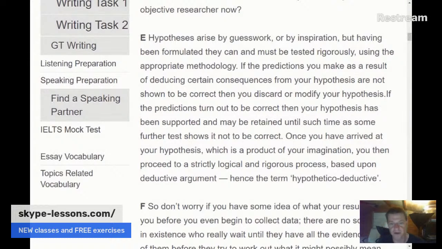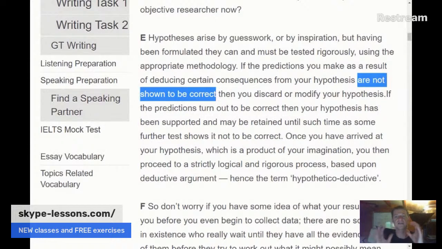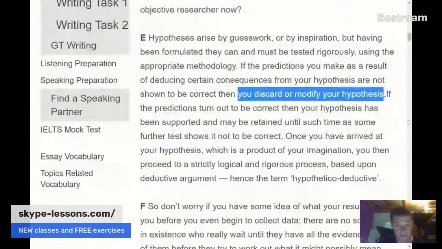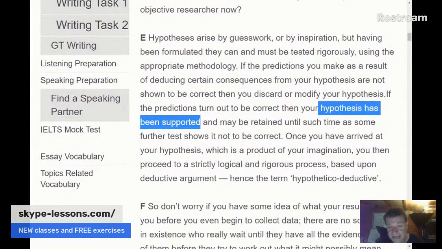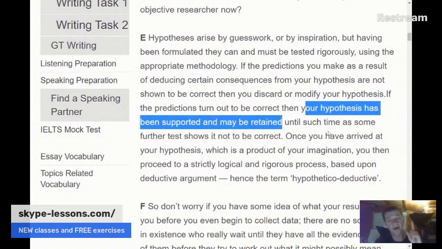Using the appropriate methodology, if the predictions you make as a result of deducing certain consequences from your hypothesis are not shown to be correct, and I really do emphasize the not, then you discard or modify your hypothesis. If the predictions turn out to be correct, then your hypothesis has been supported and may be retained for the moment until such time as some further test shows it not to be correct.